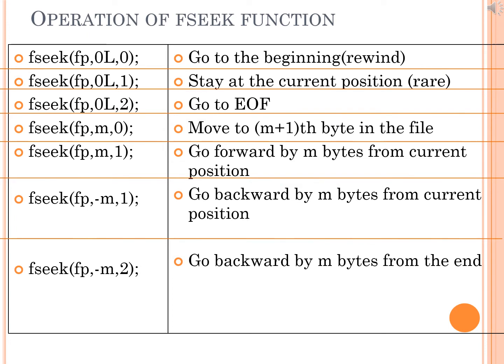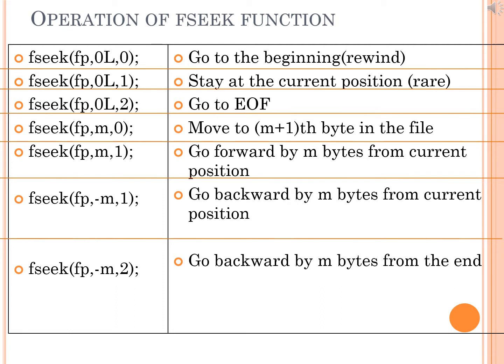Now, some more examples. fseek(fp, 0L, 0). That is the same as the rewind operation. You are asking it to move the file pointer from the beginning of the file. How much do you have to move? 0 bytes. So it actually represents the rewind function. Now from the current location, move 0 bytes, the second example. Third example, from the end of the file, 0 bytes, means go to end of file.